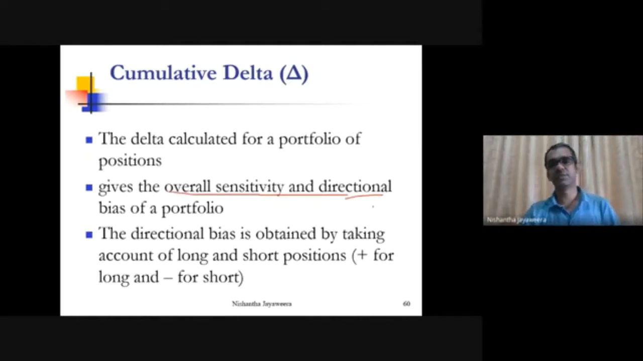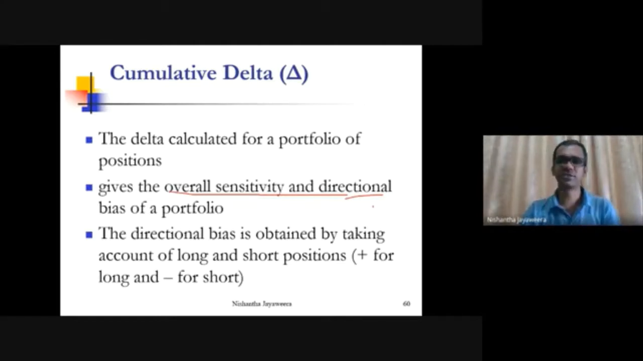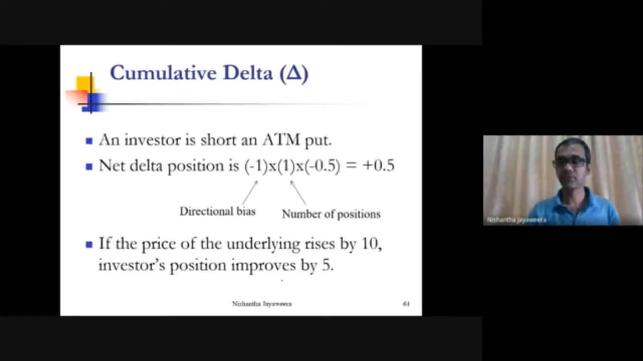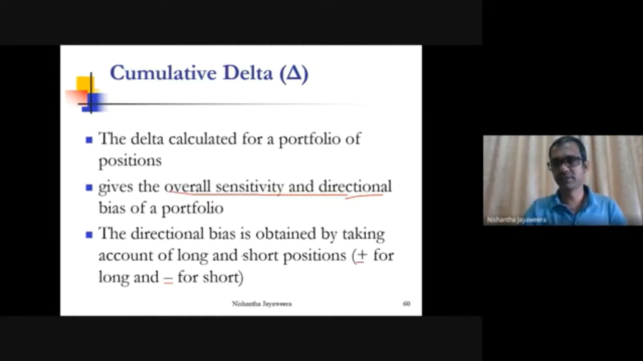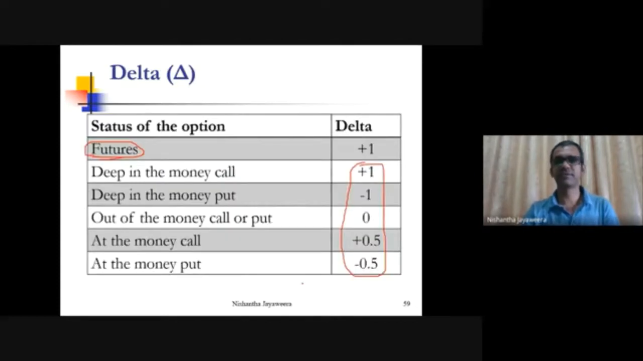That means if the spot price increases, whether the value of your option portfolio increases or decreases. Directional bias means the plus or minus. We use plus for the long options, minus for the short options. Even a call option, if you have sold it, you have a negative.